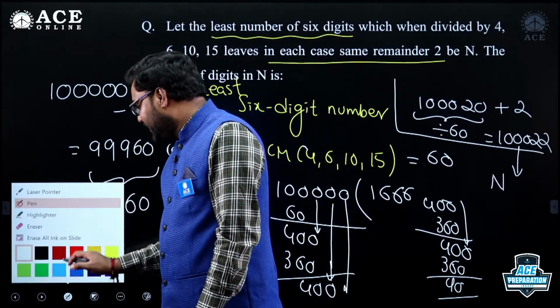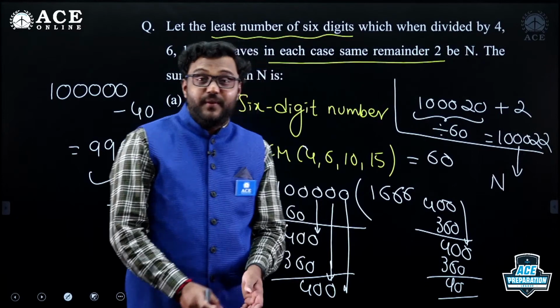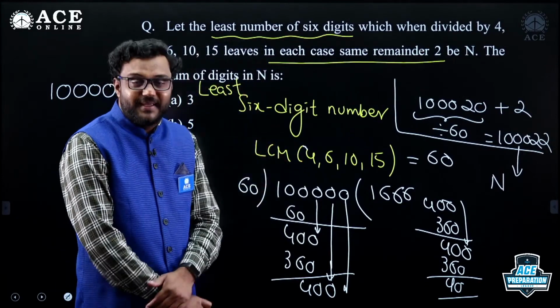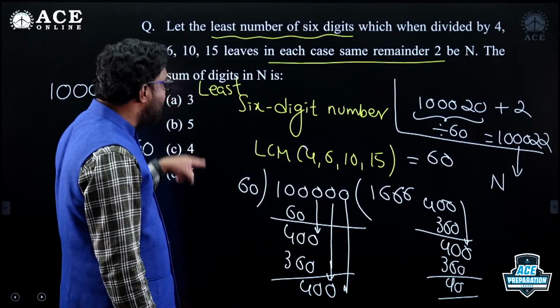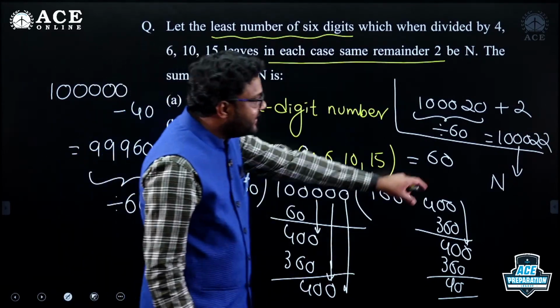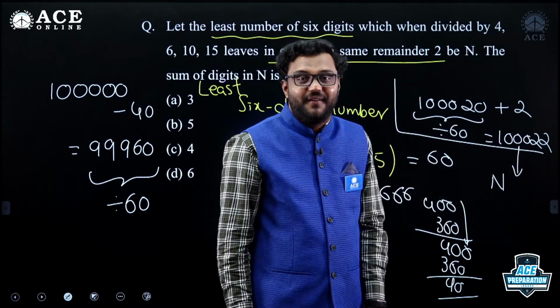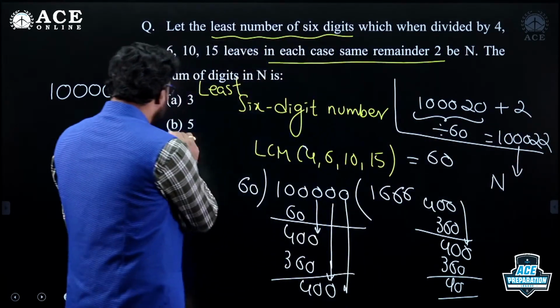They are asking for the sum of digits. See, a lot of times we use the option verification method. That's why they are not giving the options. They are asking the sum of digits in n. N is 1,20,002. Sum of digits is nothing but 5, my dear friends. So we can go with option B.